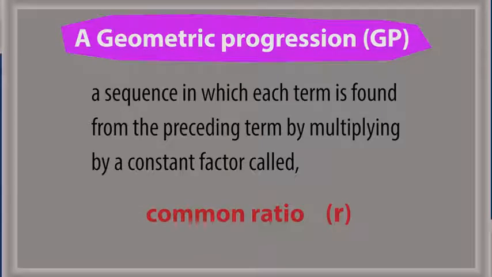A geometric progression, GP, refers to a sequence in which each term is found from the preceding term by multiplying by a constant factor. This constant factor is called the common ratio, denoted by R. Let me show you some examples.